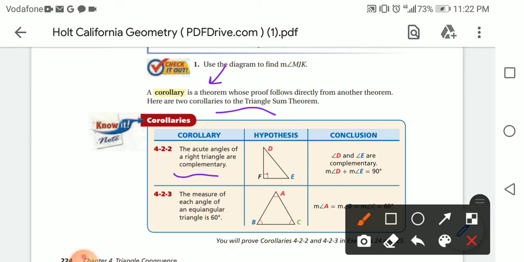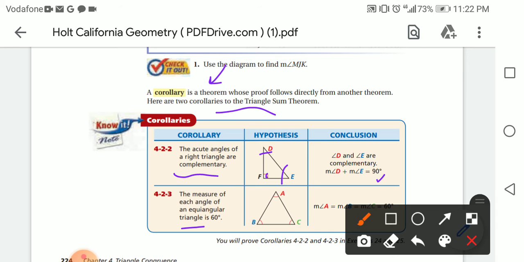We have here 90 degrees, so the sum of angle FDE and angle FED is 90 degrees. Okay, they are complementary. Remember, complementary.